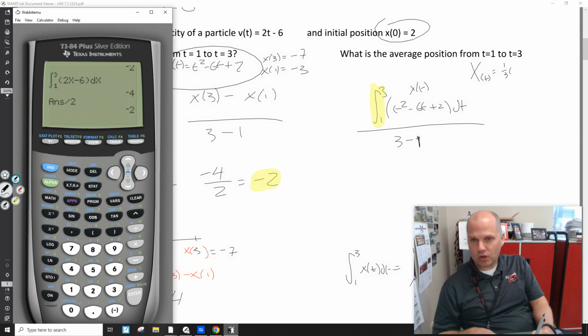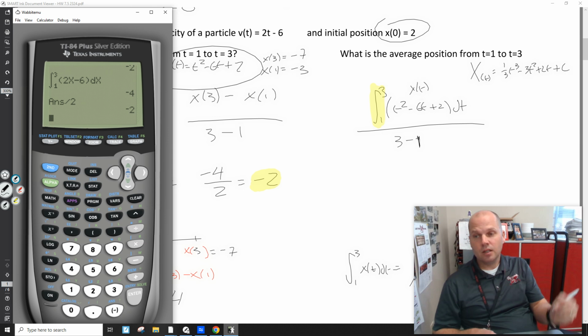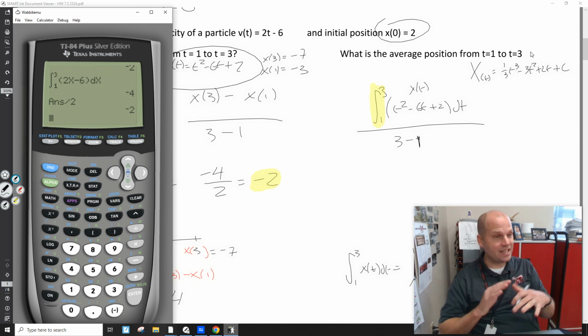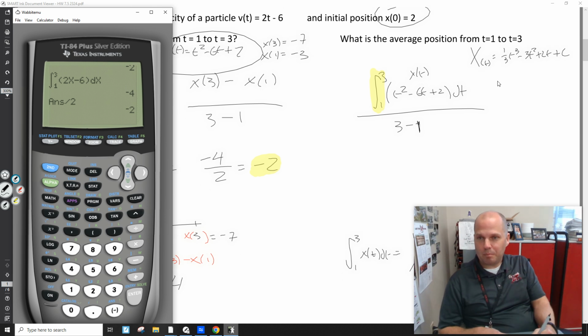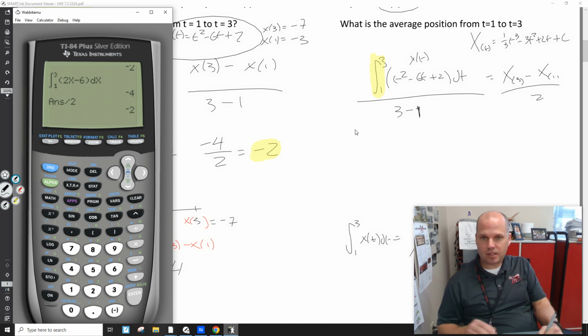I get 1/3 t cubed minus 3t squared plus 2t plus c. Do I have a c? I do. Can I find c? No. But does it matter? It doesn't. Let's find big X of 3 and subtract big X of 1 and divide that by 2. So let's go big X of 3. That's going to be 27 divided by 3, which is 9, minus 27.